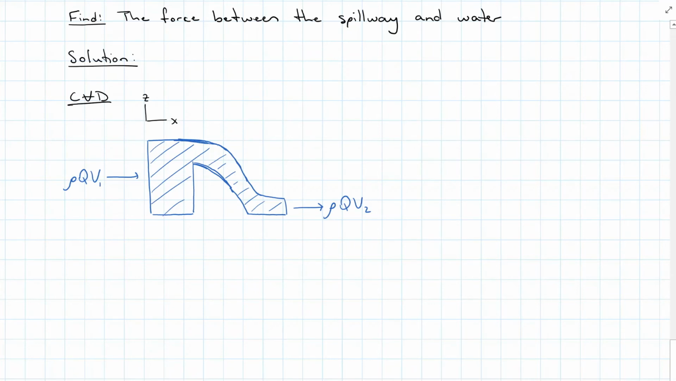So I have my open channel force here, force 1. I have my open channel force here, force 2. And then I have the force of the spillway onto the fluid, force 3. Remember the force on a spillway, force 1 and force 2, are going to equal gamma HCA.